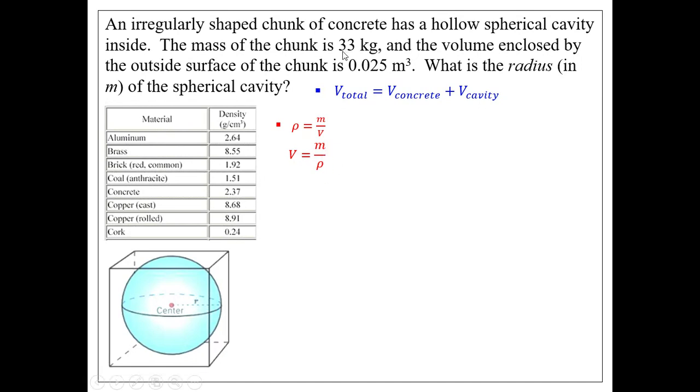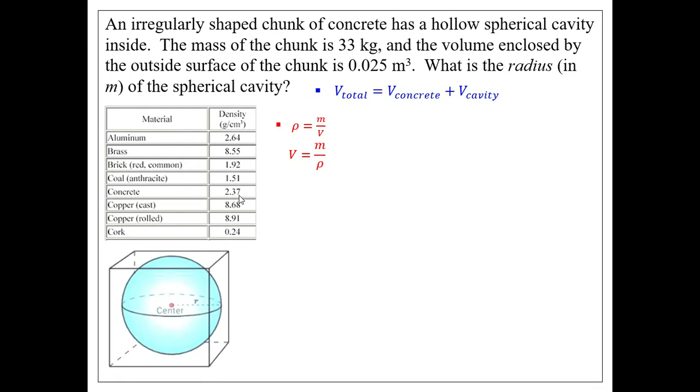The mass of the chunk of concrete is given to us as 33 kilograms, but I don't know what the density of concrete is. But concrete is a common value that you can find in charts in the textbook. You'll notice that the chart I've given you has units of grams per centimeters cubed. It can vary between 2.2 and 2.5, but this chart tells us 2.37 grams per centimeters cubed. So I'm just going to use the value given in this particular chart.